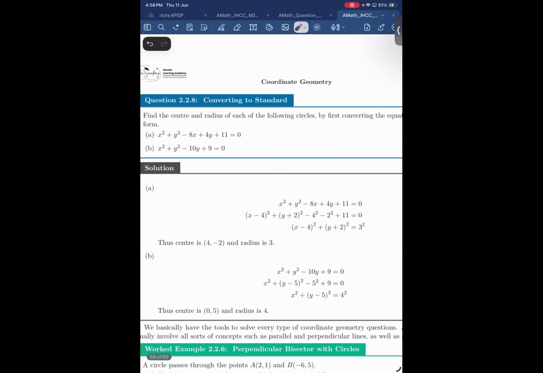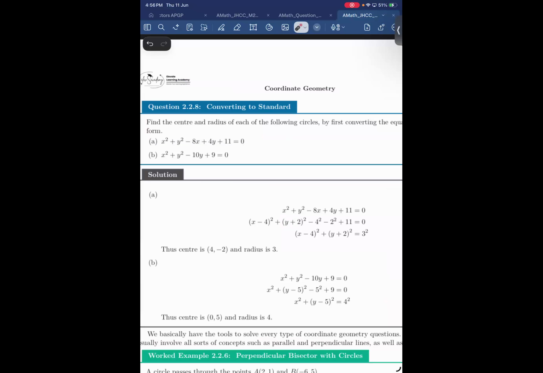I'm given these two in the general form, so I convert to standard form. I complete the square for x squared minus 8x, and for y squared plus 4y. Once I do that, I see that the x coordinate of the center is 4 and the y coordinate is -2. Once I move all the constants to the right side, it will be 9, which is 3 squared.